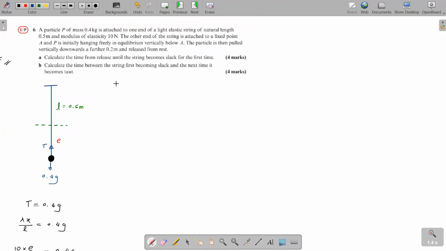So the next step that you need to do is to draw the particle at a general point. So what do you mean at a general point? A general point is something that is over here. This is the natural length. This is the equilibrium position. Can you see this is the equilibrium position?